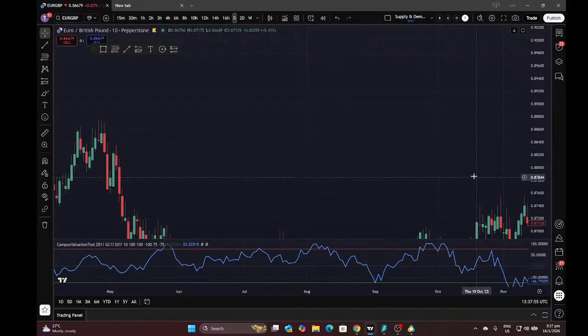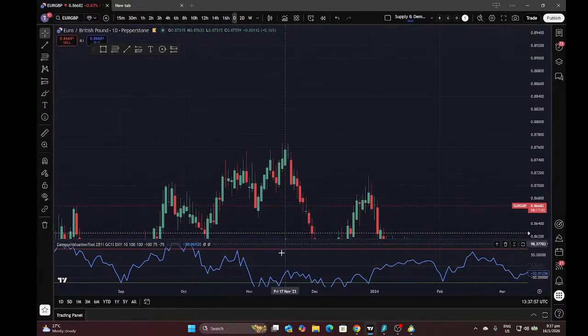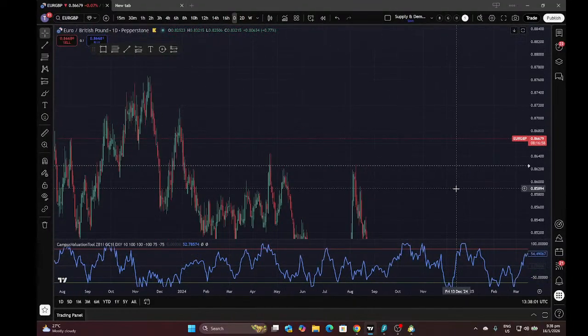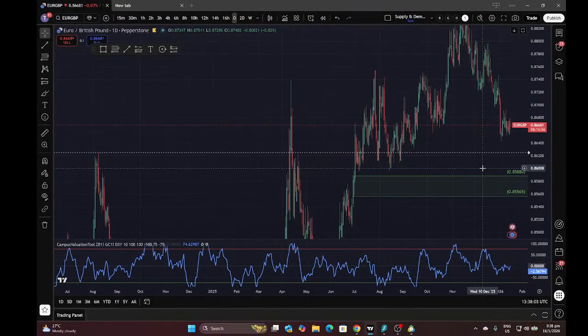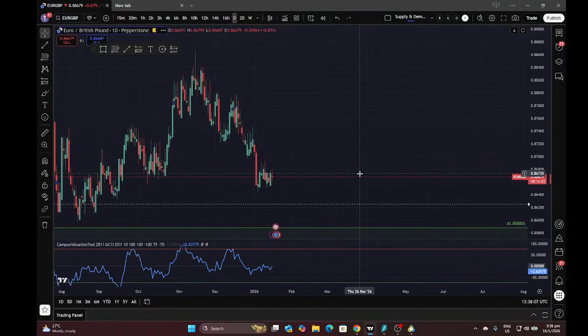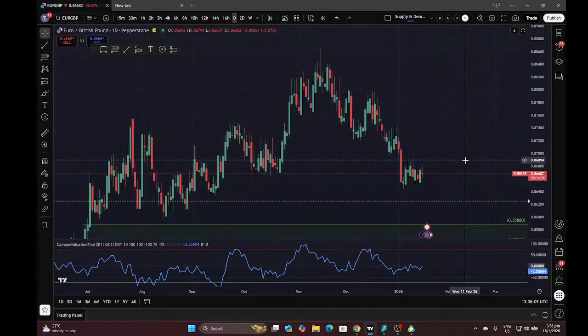So overall, I'm not seeing any nice supply zone here, and we've been moved quite far out from the chart, and I don't really like to trade the kind of zone that is way too far out. So in short, there is no solid trading area here.